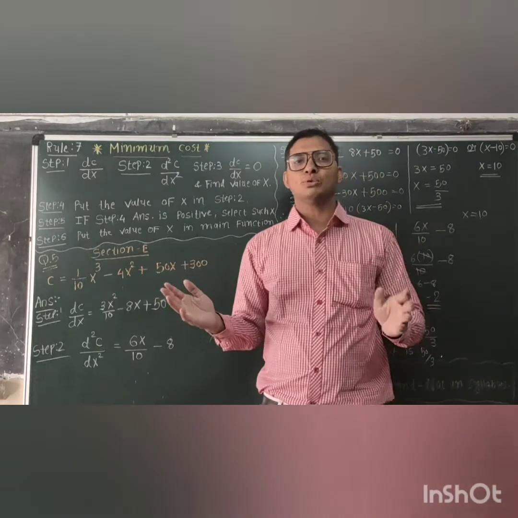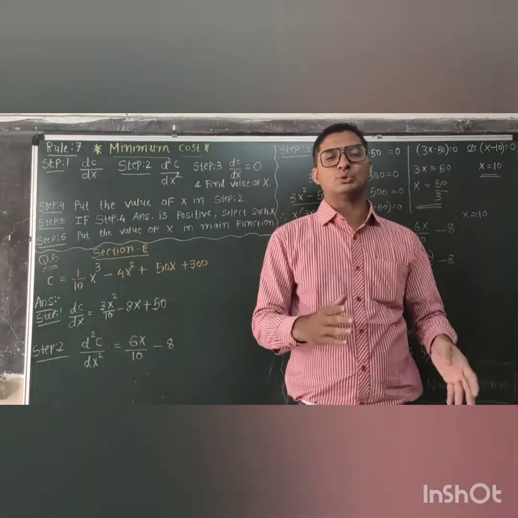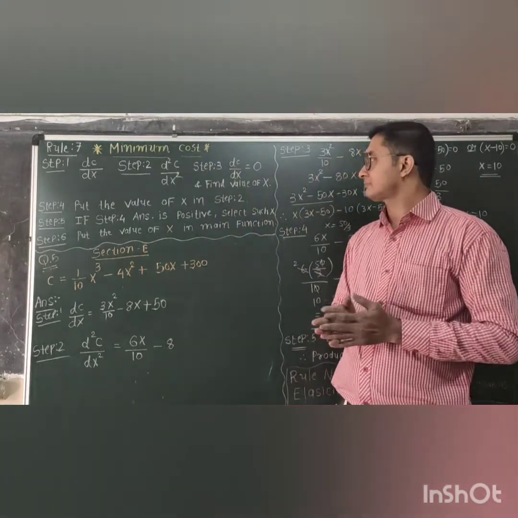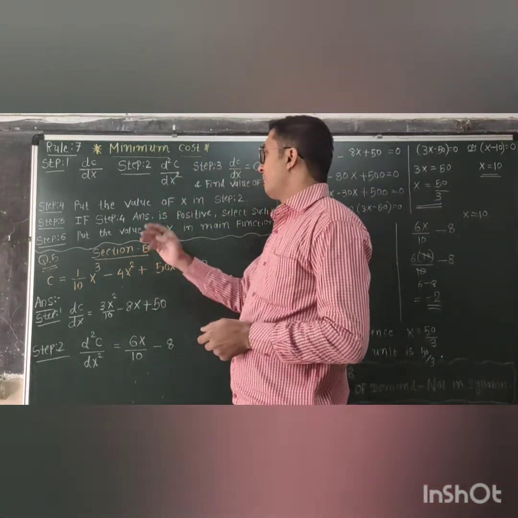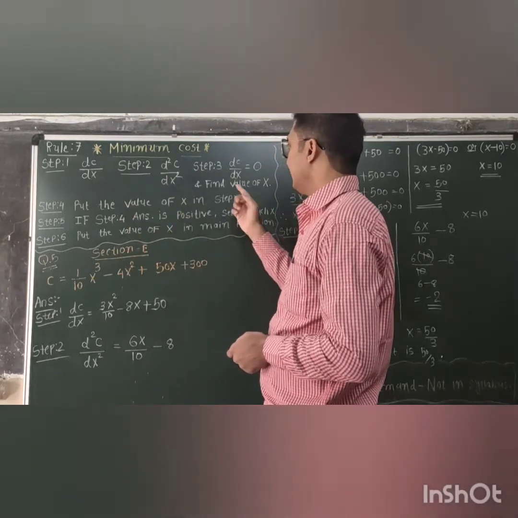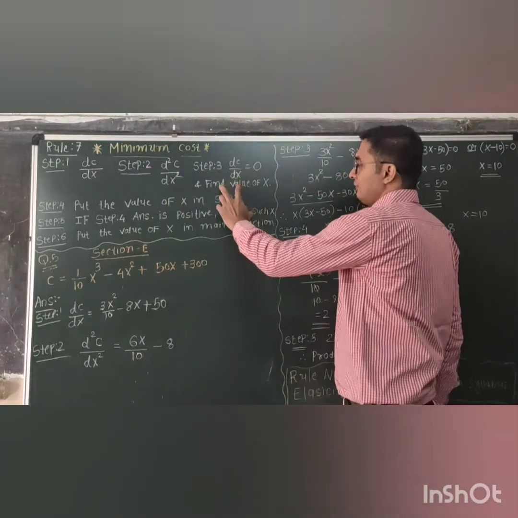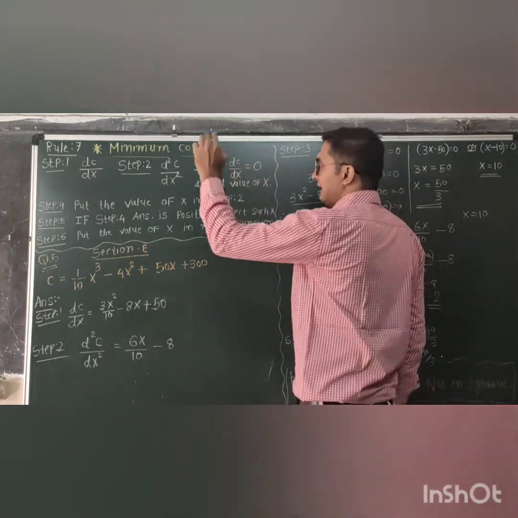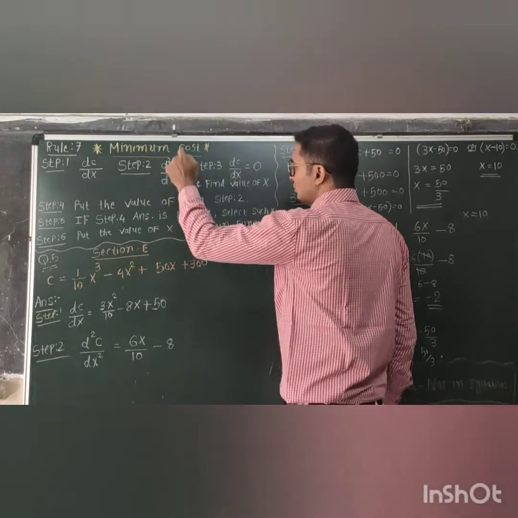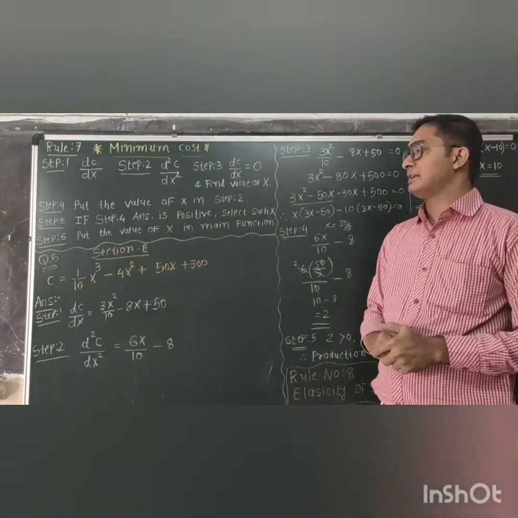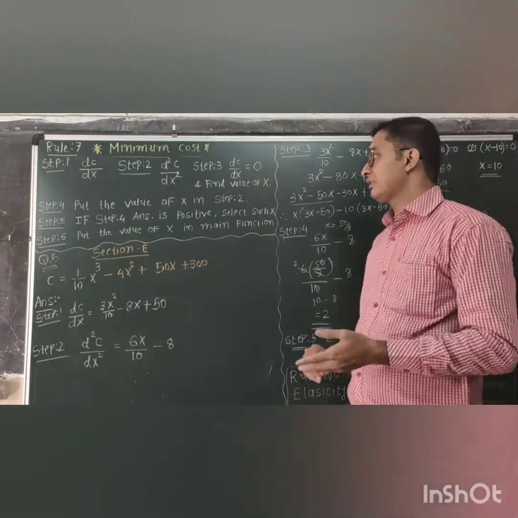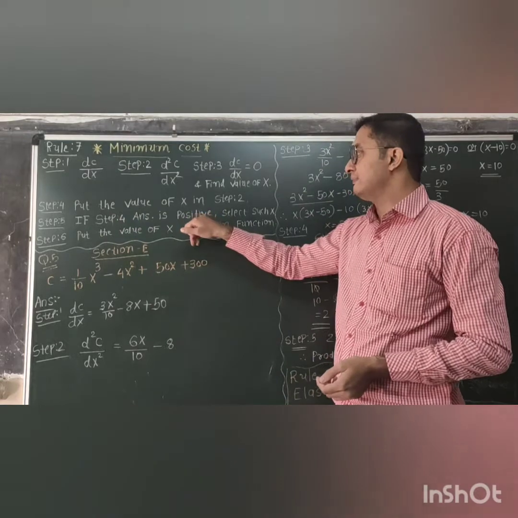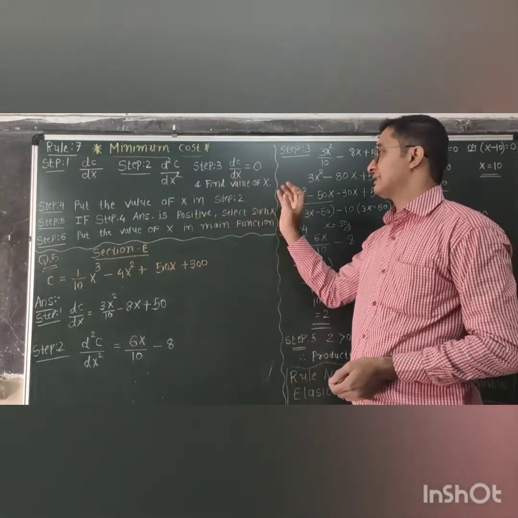We can say that there may be more than one value of x, like x is equal to 2 as well as x is equal to -3, whatever the answer will be. Step number 4, put the value of x in step 2. If we got the values of x, all the values of x we have to put in step number 2, that is in d square c upon dx square. Next one is step number 5. If the step 4 answer is positive, then select such x.